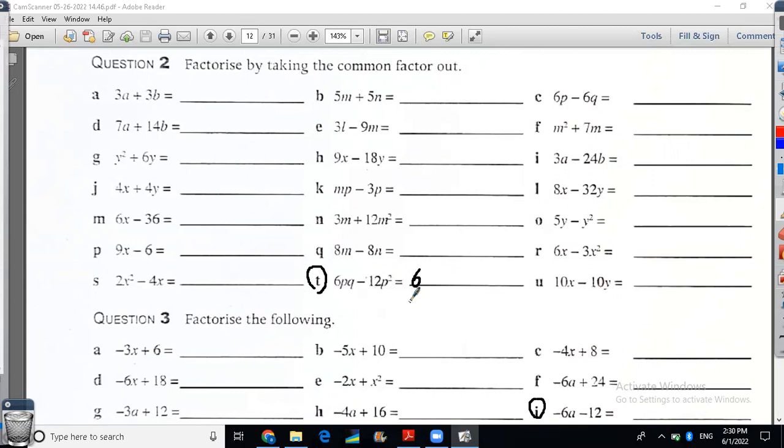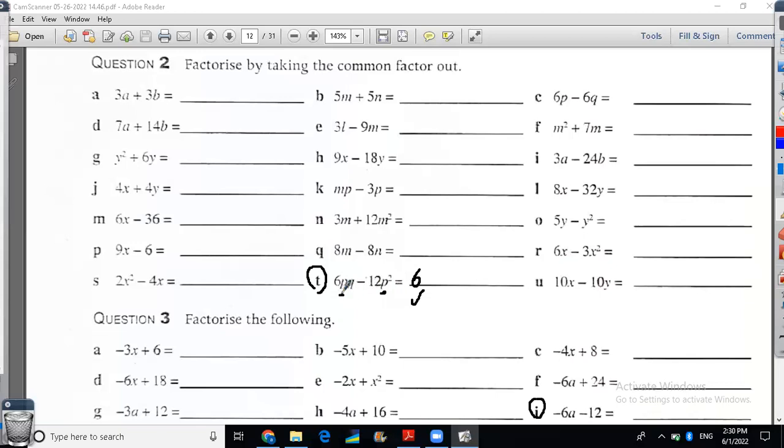But mister, we're not done. That would be a mistake if I left it just like this, 6. Why? I got the highest common factor between 6 and 12. Yes. But as we agreed, I need first to look at the variables, pq and p squared. Is there a common variable? Yes, there is. Here I have p, here I have also p. Do I have q's? No. I have only p here.